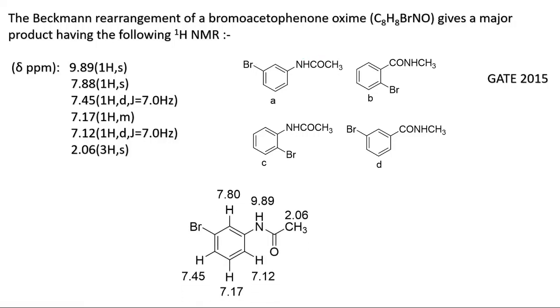I have mentioned all the values, so you can see easily: this corresponds to 7.45, this will be 7.17, this will be 7.12, this will be 2.06, this will be 9.89 and 7.80.